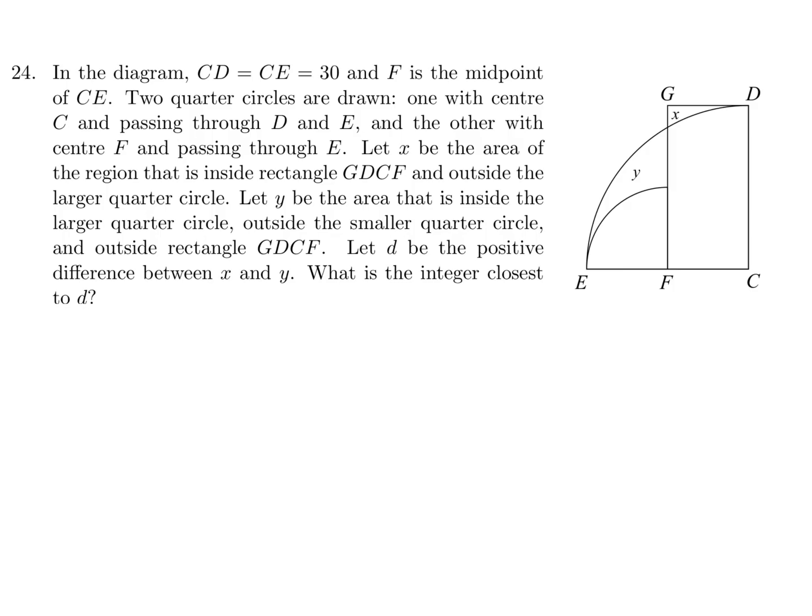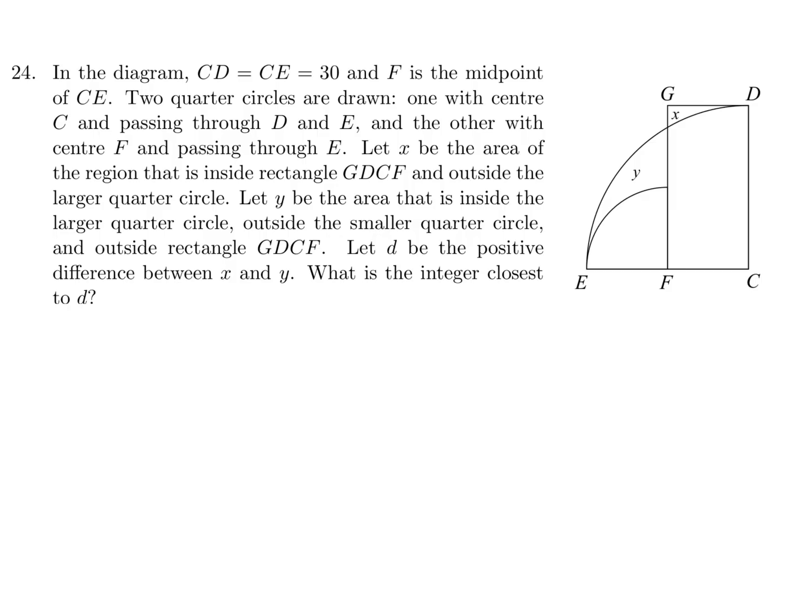In the diagram, CD is equal to CE is equal to 30. F is the midpoint of CD. 2 quarter circles are drawn, one with center at C, one passing through D and E, and the other with center F passing through E. X is the area of the region that is inside rectangle GDCF and outside the larger quarter circle. Y is the area inside the larger quarter circle, outside the smaller quarter circle, and outside rectangle GDCF. Let D be the positive difference between X and Y. What is the integer closest to D?